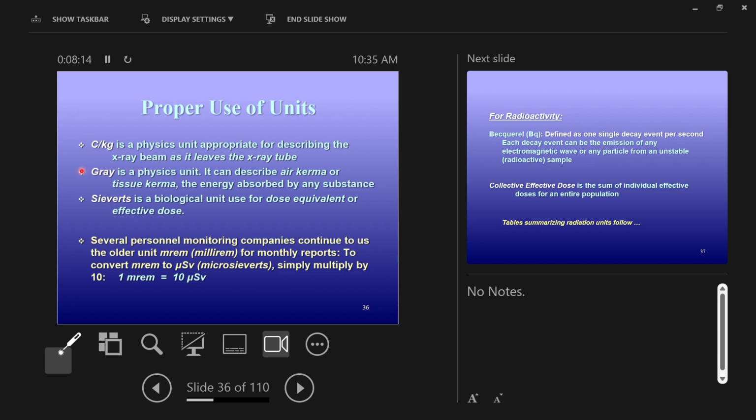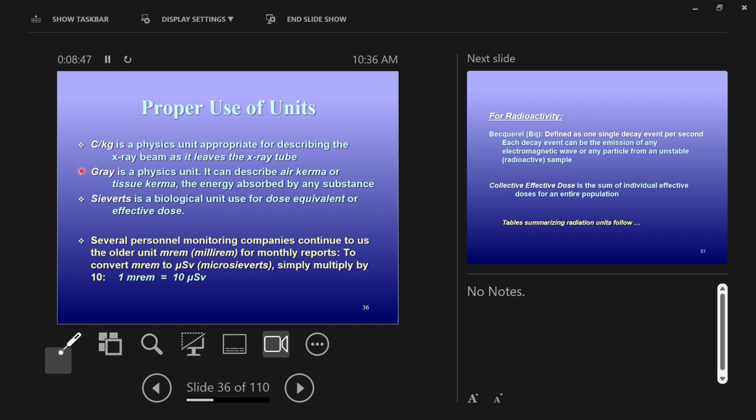The gray is another physics unit. It can describe air kerma or tissue kerma, how much energy is deposited into the tissue or the air, some amount of mass. At the atomic level, there's no difference between air in the room and your body, okay? Your body's made of solids, liquids, and gases, where the air is just a gas, but the atoms aren't different, right? The air is made up of nitrogen and oxygen, and you're made up of similar things, right?